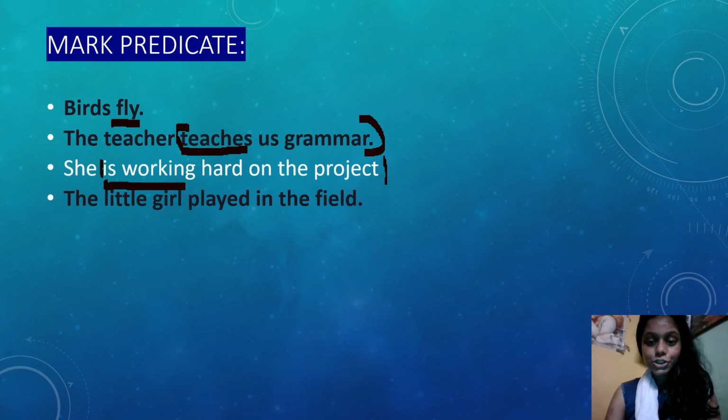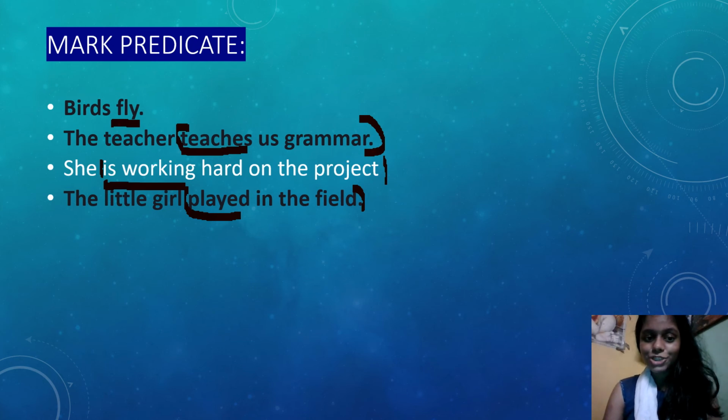Okay, which word shows the action? Played, it shows the action. So your predicate will start from "played in the field." Who played in the field? The little girl. So as I said, the predicate provides more information about the subject, and it shows what action is done by the subject.